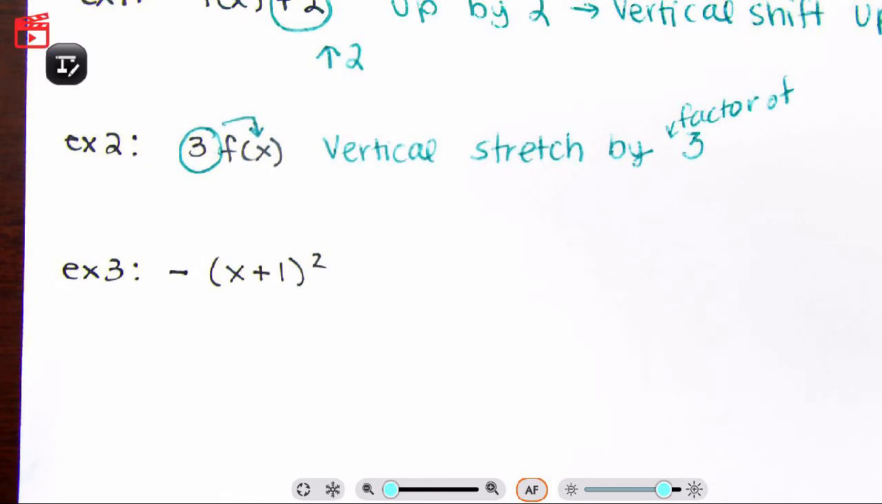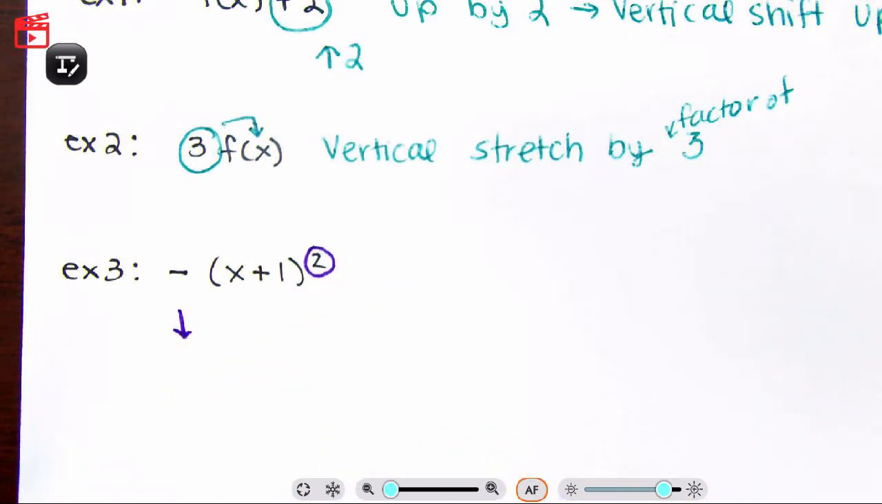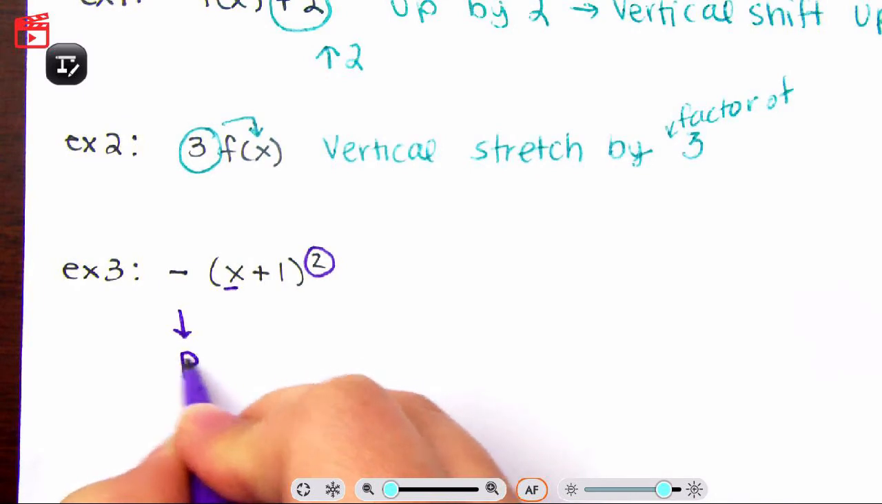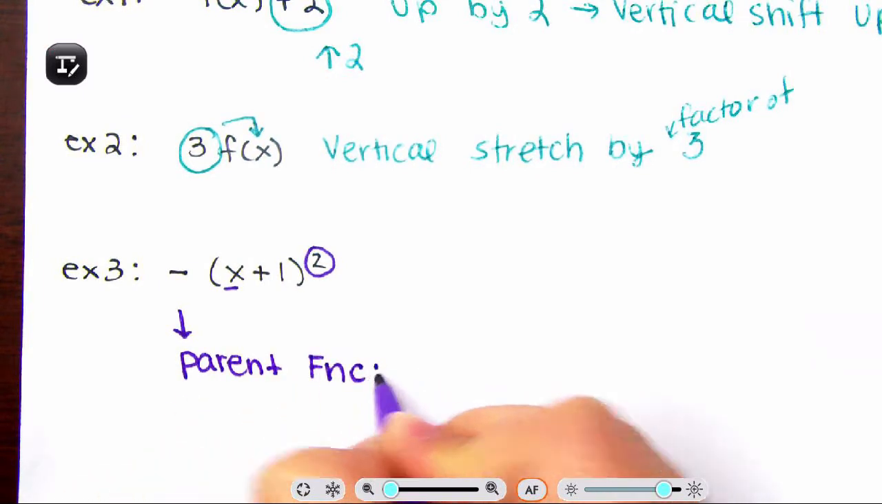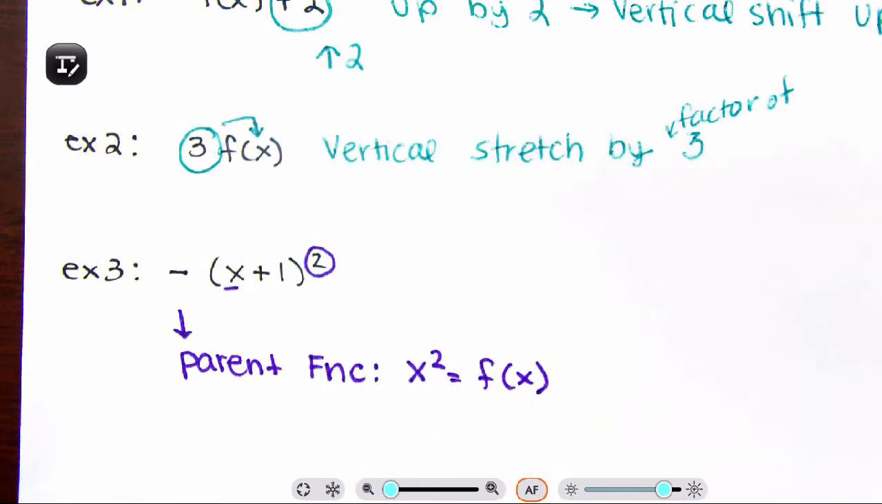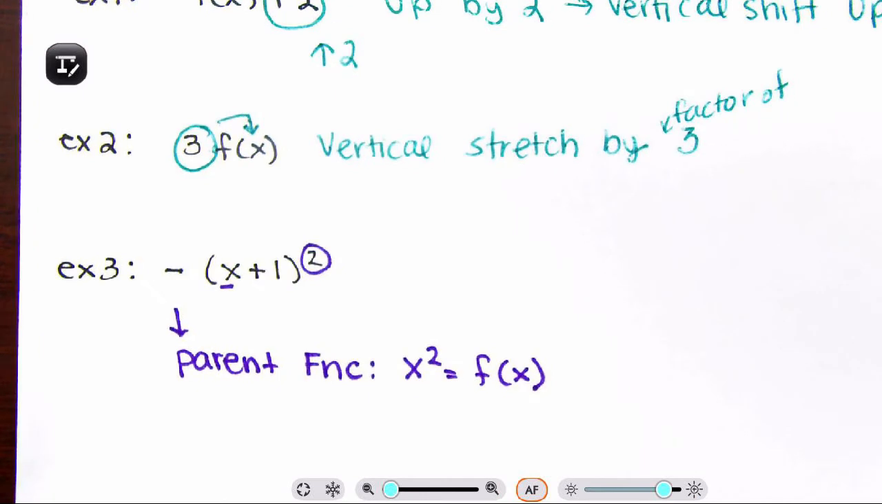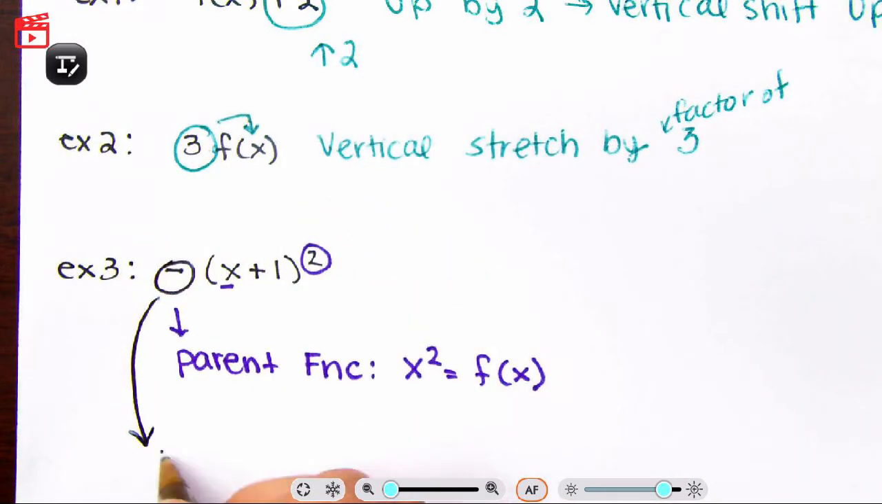This one here says I have a negative times x plus 1 squared. We'll be careful. So this here, what is our parent function? Look at what we have. We have a 2 and we have an x. So parent function is x squared. And so what is happening? Let's translate this. The first thing I see is I see a negative. So I know I have a negative on the outside.